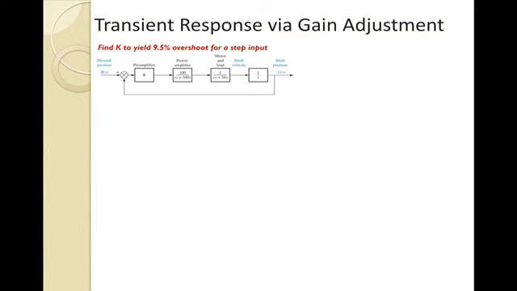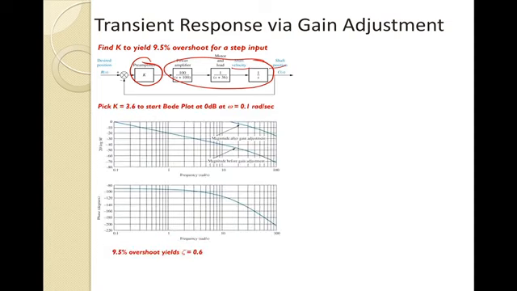So we'll start with looking at our transient response via gain adjustment. We're going to look at finding our gain K here to yield a 9.5% overshoot given a step input in the system. So in our system here, we have a power amplifier, motor, and load, and then going from velocity to position via an integration process as shown there, then having a unity gain feedback system.